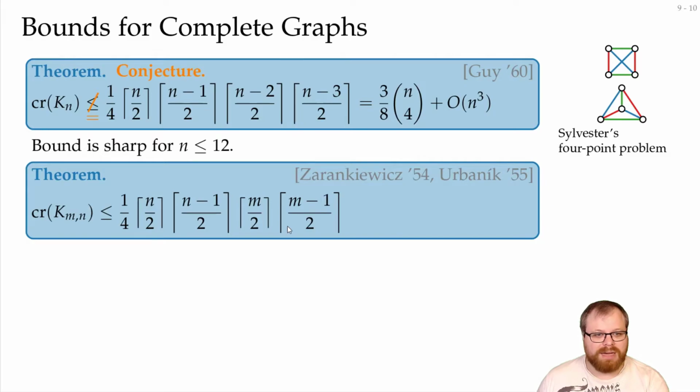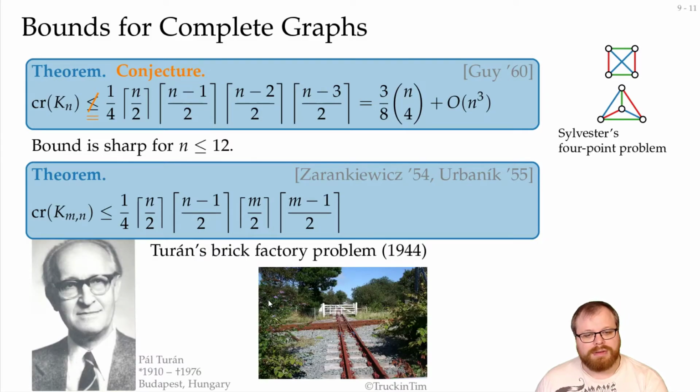For complete bipartite graphs, a similar bound is known due to Zarankiewicz and Urbanik. And here we have floor(n/2) times floor((n-1)/2) for one partition, and for the other one the same. This is basically where the whole problem of minimizing the number of crossings comes from. This question, what is the crossing number of complete bipartite graphs?